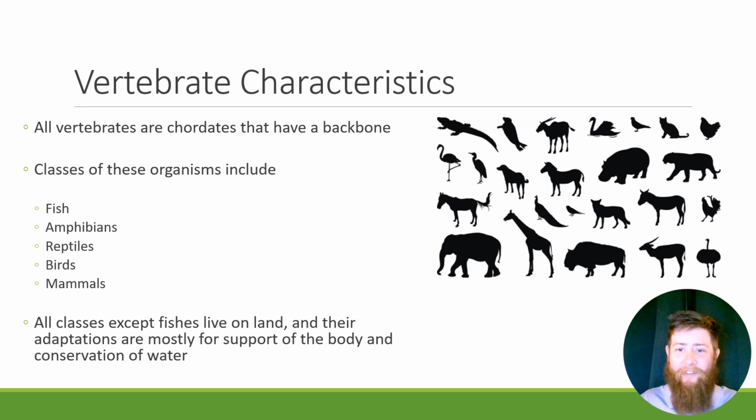Next we're going to switch gears and talk about vertebrates. Vertebrates are chordates in the phylum Chordata that have a backbone. Not all chordates have a backbone, but all vertebrates do. The classes of these organisms include fish, amphibians, reptiles, birds, and mammals. All classes except fish live on land, or live on land at some part, and their adaptations are mostly for the support of the body and conservation of water. As we moved to land, the two things we needed to figure out were how to support the body and how to not dehydrate.